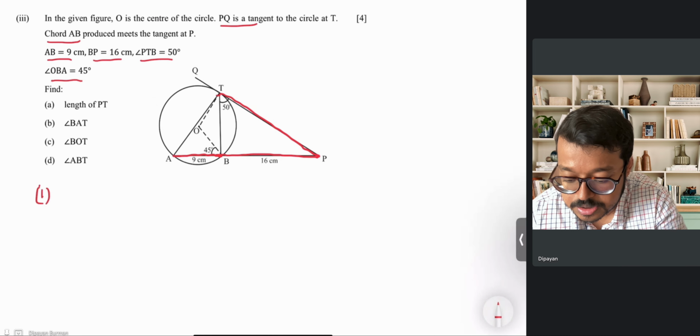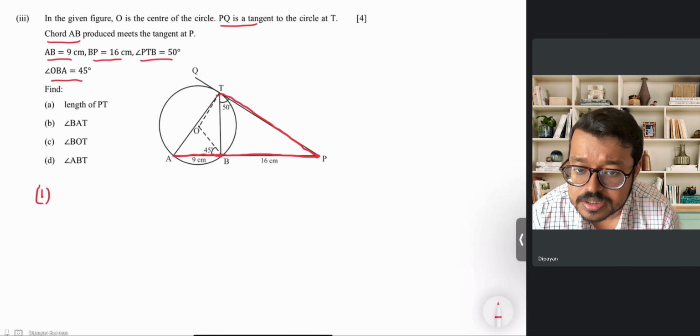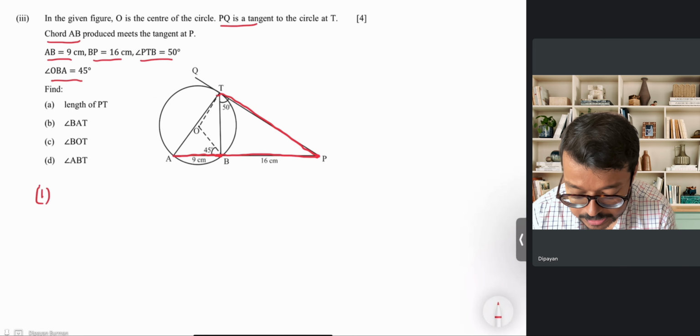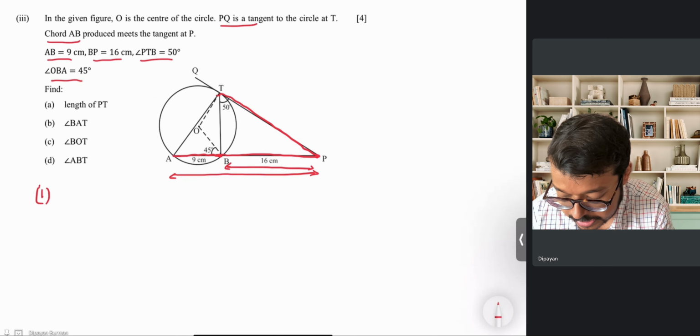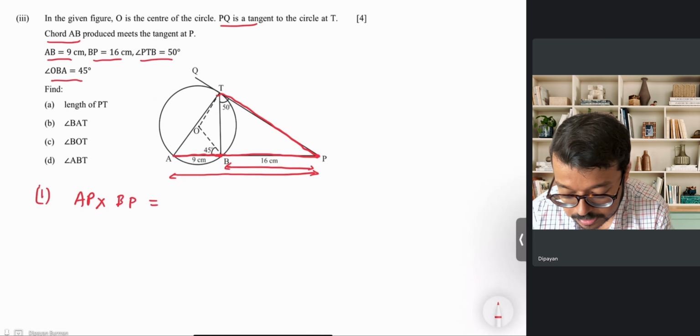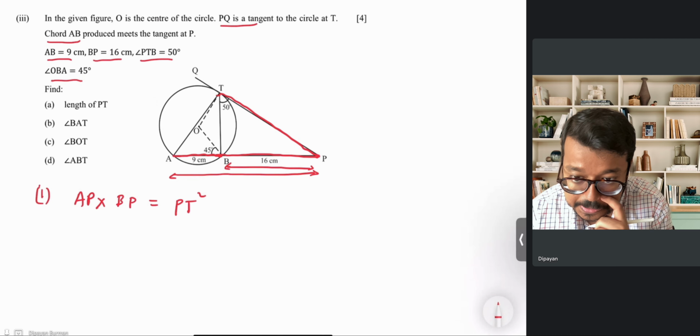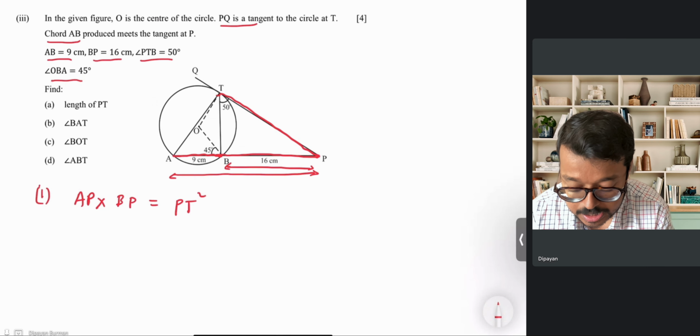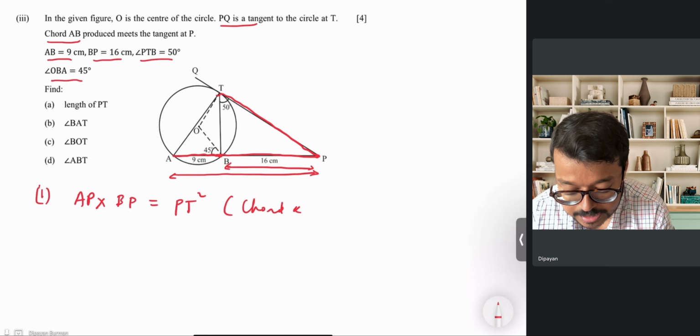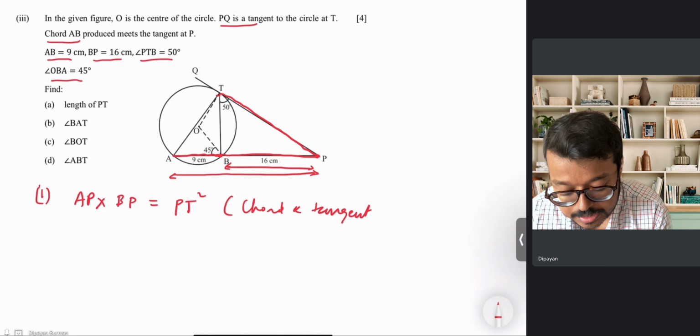So in this situation, the segments of chord AB will be AP and BP. These are the two segments. So I will say that AP into BP equal to the square of the tangent. So here it is PT square. And the reason I will write that chord and tangent intersecting externally.